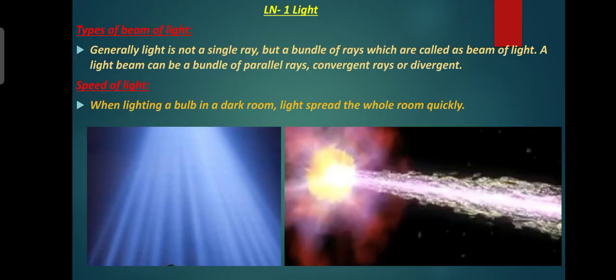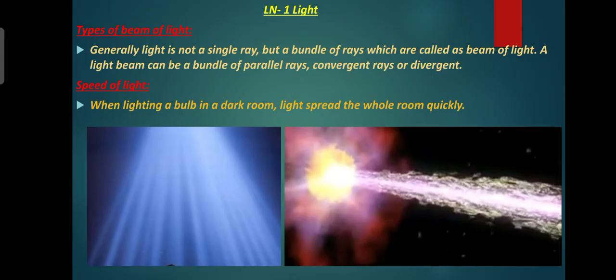Today we are going to discuss about beam of light. Generally, light is not a single ray, but a bundle of rays which are called a beam of light. A light beam can be a bundle of parallel rays, convergent rays, or divergent rays. Divergent means tending to differ or develop in different directions.